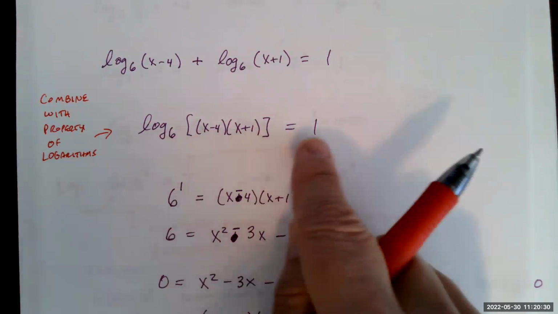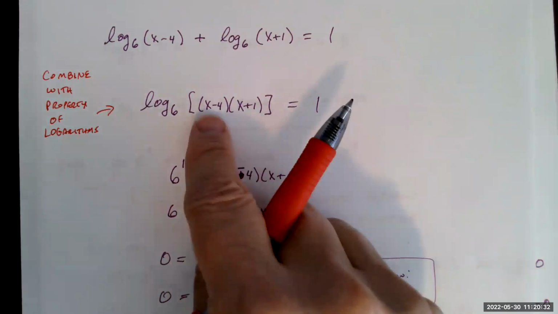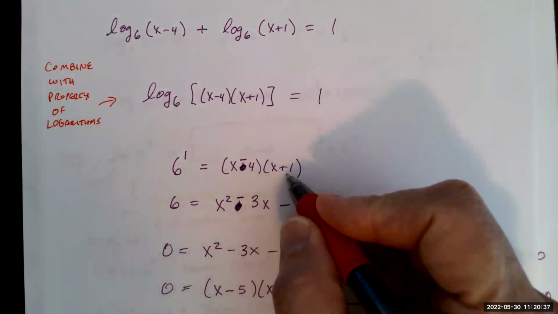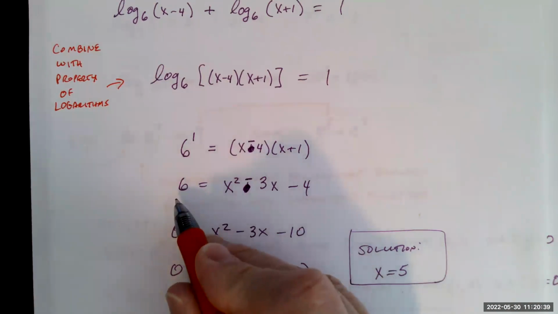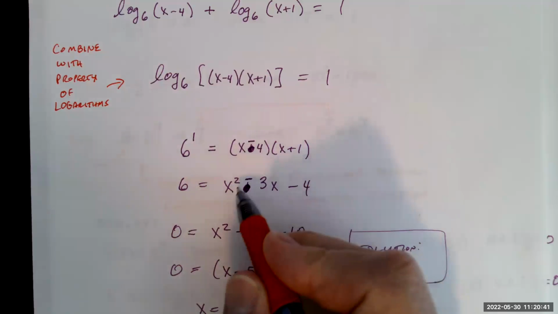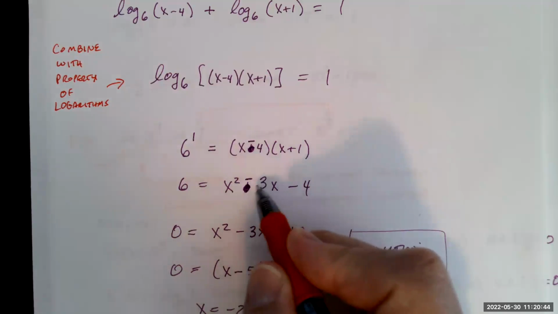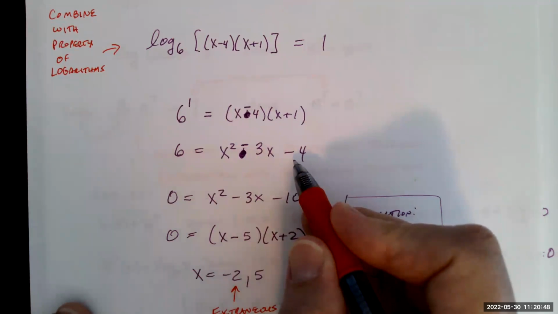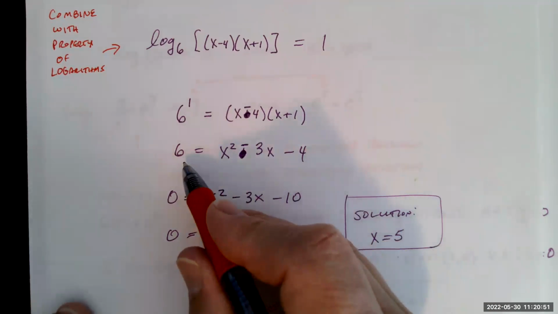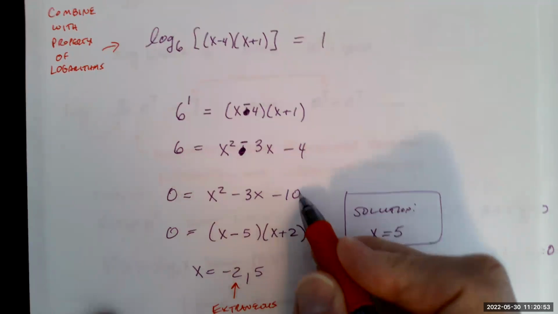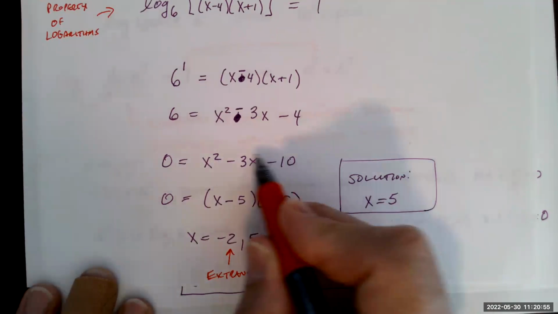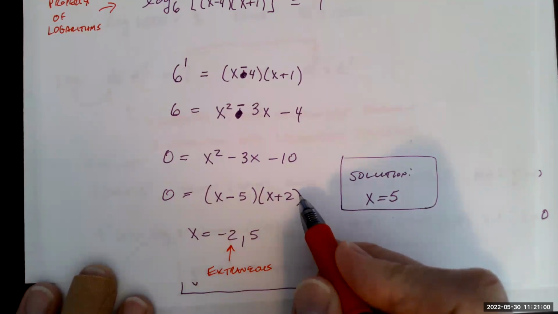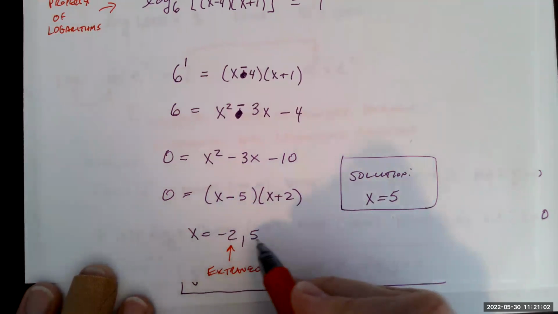The base is 6, the logarithm is 1, so 6 to the first power gives me this x minus 4 times x plus 1. And now 6 to the first power, of course, is 6. I can FOIL this out. I get x squared minus 3x minus 4. And now it's just a quadratic equation to solve. How do we do that? Set it equal to 0. Subtract 6 from both sides. So minus 4 minus 6 is minus 10. And then I can factor this, it turns out: x minus 5 times x plus 2. So either x is minus 2 or 5.